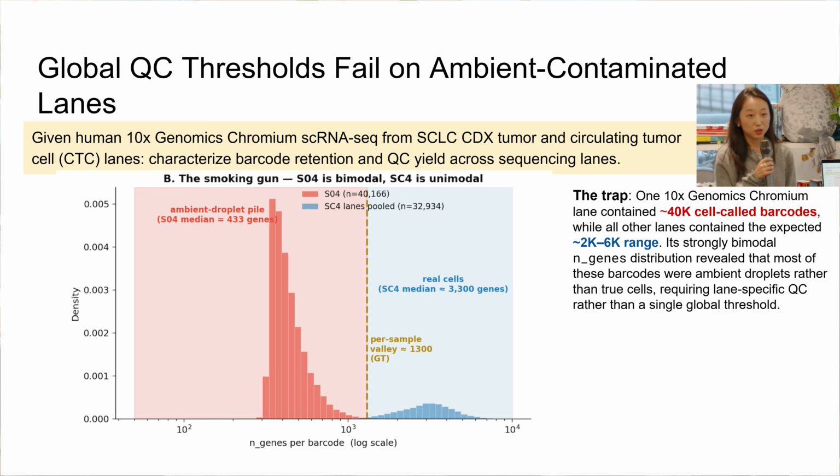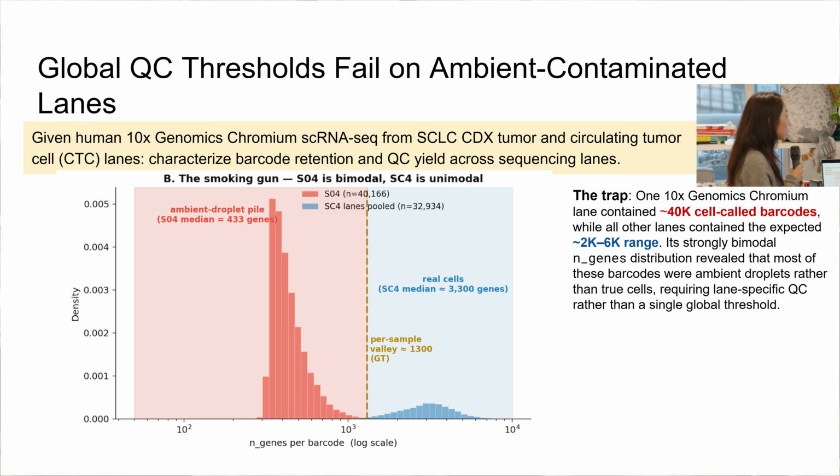So this is what the data look like across different lanes. If you actually look at the data itself, we form a bimodal distribution. One of the lanes contains 40K cell-called barcodes, and on average, the other lanes have around 2K to 6K. So essentially the 20K cell-called barcodes are ambient droplets, that's very specific to the 10x Chromium kit.